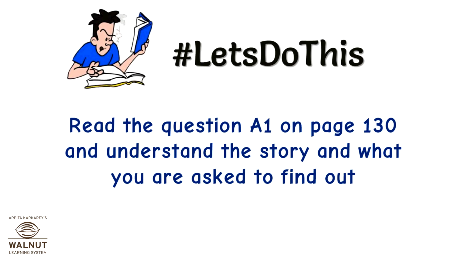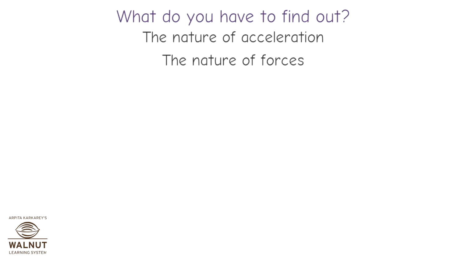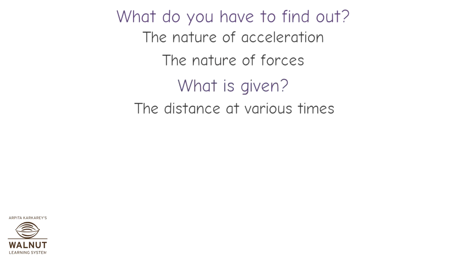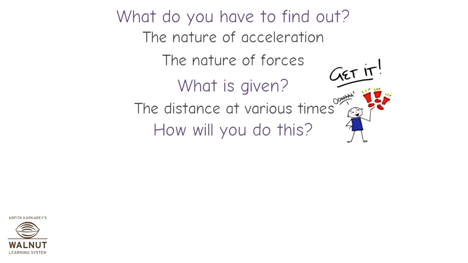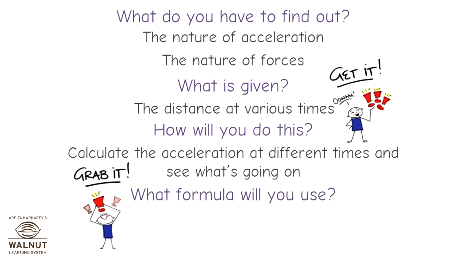Read the question A1 on page 130. Understand the story and what you're asked to find out. What do you have to find out? The nature of acceleration, the nature of forces. What is given? The distance at various times. How will you do this? Calculate the acceleration at different times and see what's going on. What formula will you use? S is equal to ut plus half into at square.